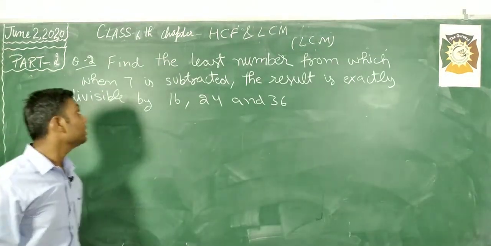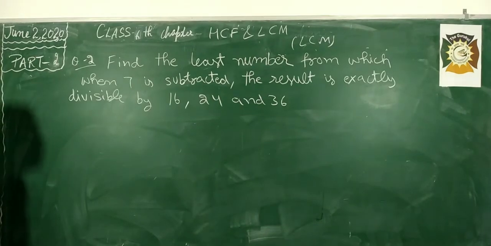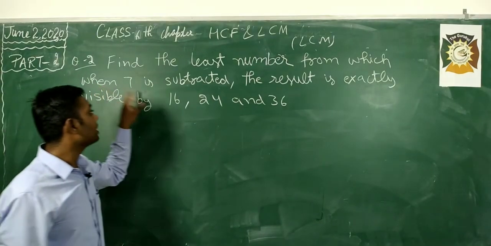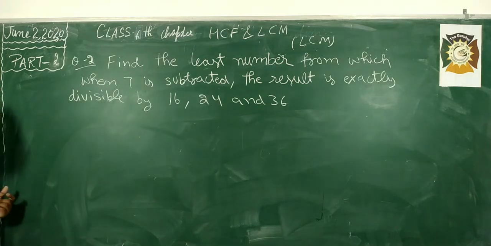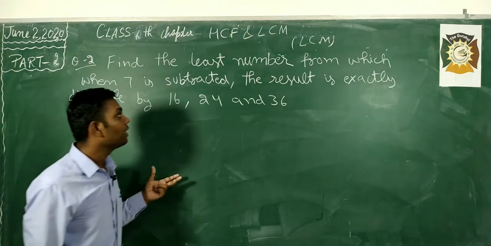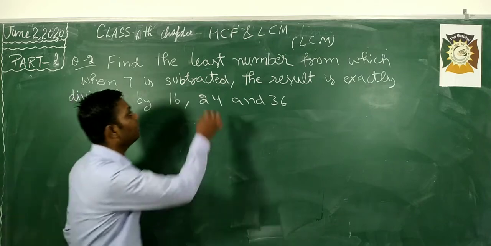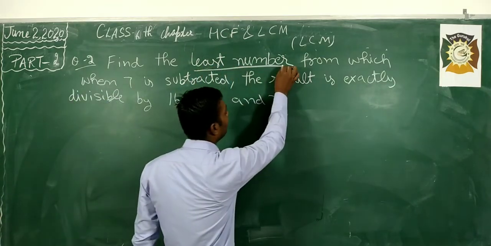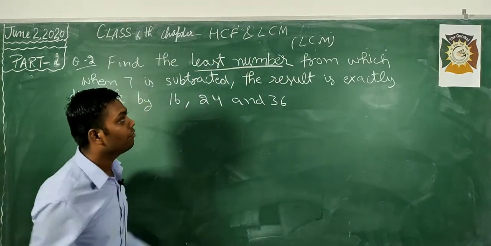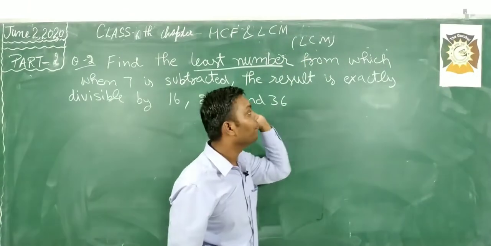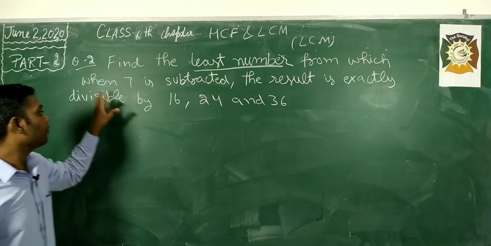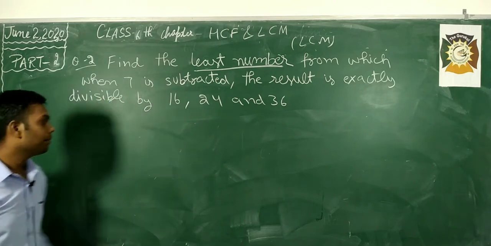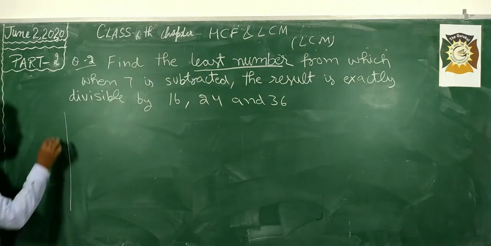Our next question is: find the least number from which, when 7 is subtracted, the result is exactly divisible by 16, 24 and 36. That is, we have to find the least number, that is, we have to find their LCM. First we find the LCM of these three numbers.